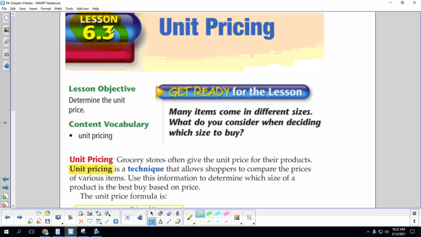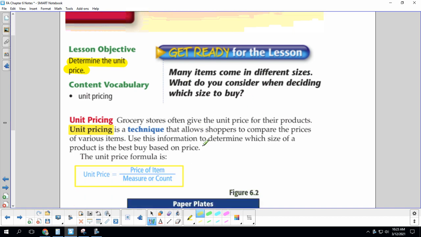So this is Chapter 6, Lesson 3, Unit Pricing. We're going to determine the unit price on items. If we know how much it is for one unit, we can compare it across the board and see which one is the better deal. Many items come in different sizes. What do you consider when deciding which size to buy?